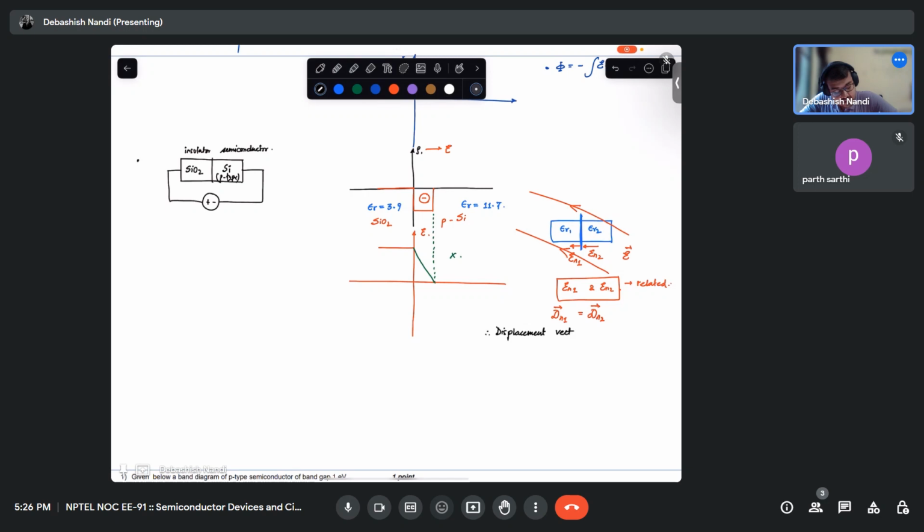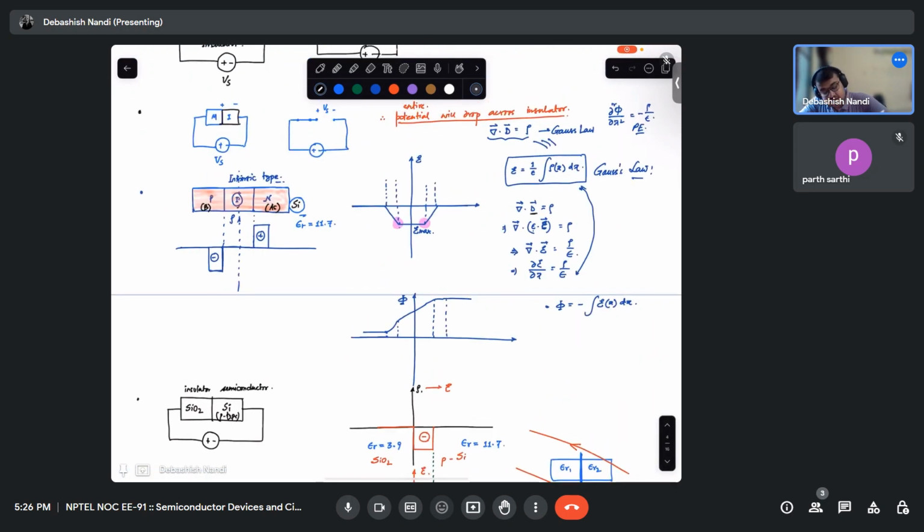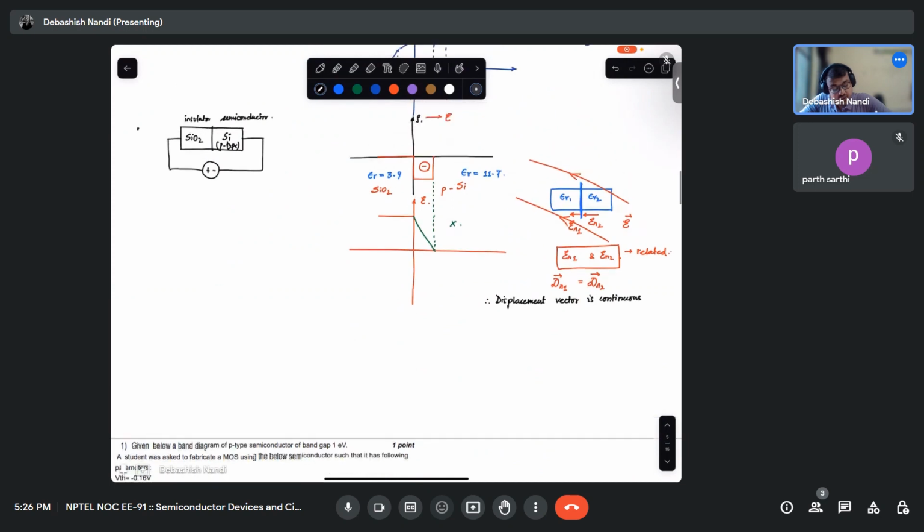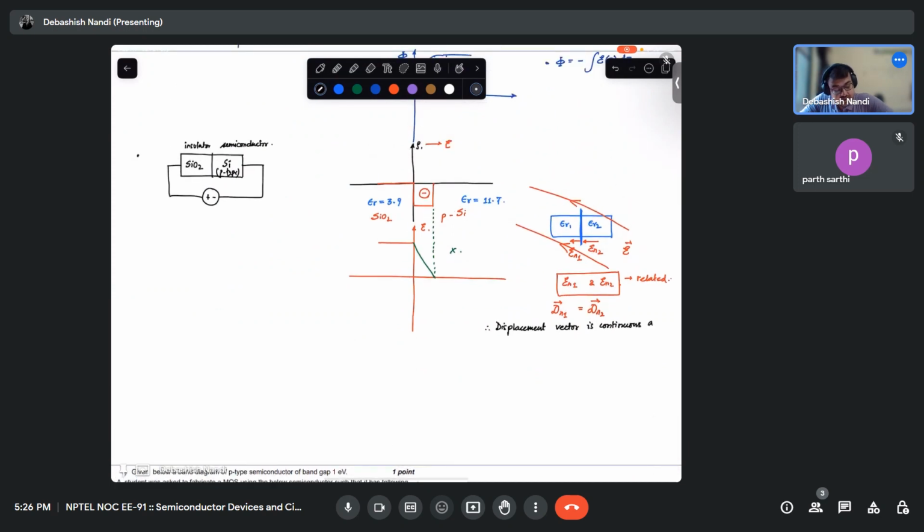Displacement vector. What is the displacement vector? This is D, right? The displacement vector is continuous across interfaces if there is no charge per se. So what will happen? Your Dn1 will be equal to Dn2.